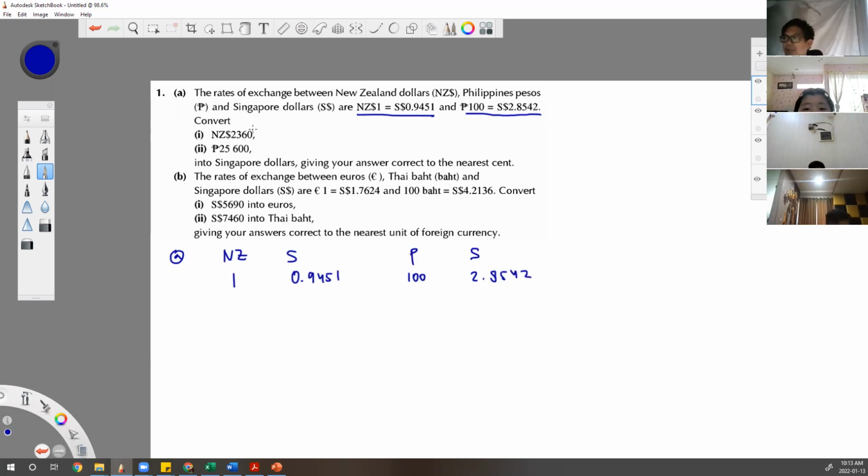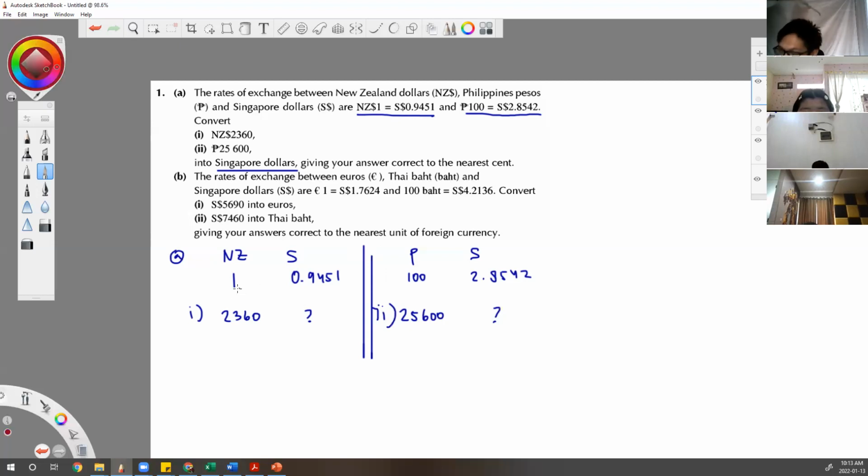Convert this New Zealand into Singapore. Yang part 1 gampang banget, guys. New Zealand to Singapore, semua to Singapore ya. Piece of cake. Part 2, 25.600 pesos. Kalau kamu split down, jadi kelihatan lebih enak, di-breakdown semuanya. Ini tinggal dikali 2.360, right? You multiply, because from 1 to 2.360, of course it's multiply.